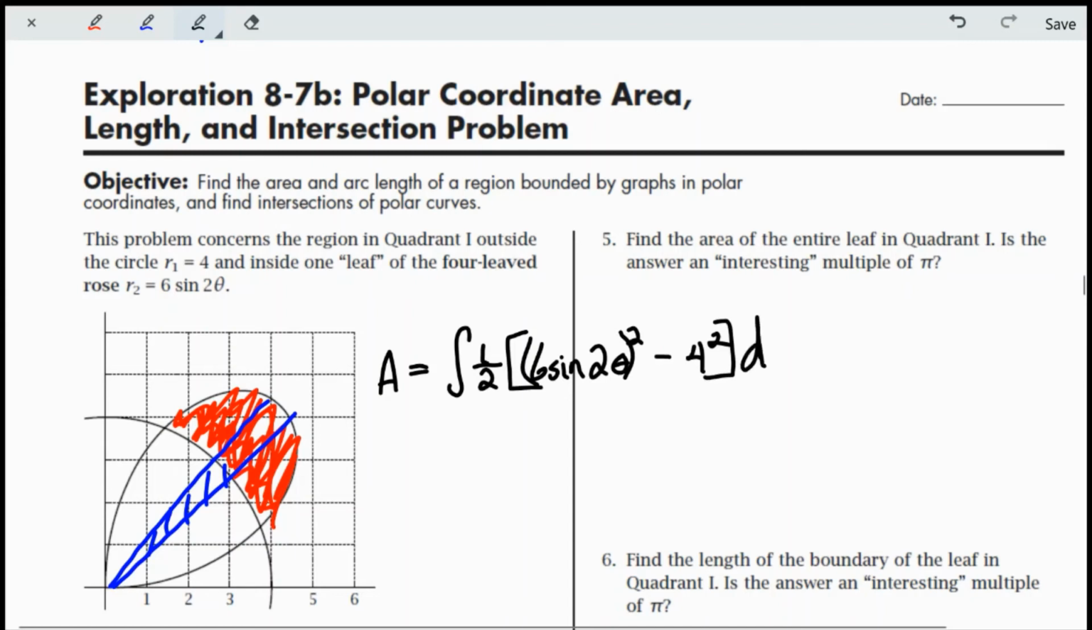So essentially, when you look at the distribution, I have a 1/2 r squared d theta minus a 1/2 r squared d theta. So that's all I'm really doing. Now, the limits of integration: I would have to find the intersection of these two curves. Let's just say theta 1 and theta 2. The way I would find those intersection points is I would say, okay, when is 4 equal to 6 sine 2 theta? And then find the theta values, and then you can integrate. So it's not that difficult to do.